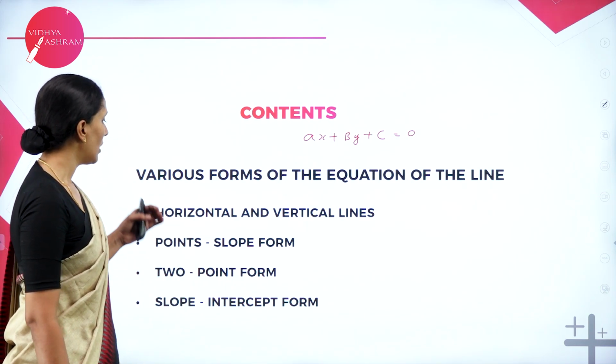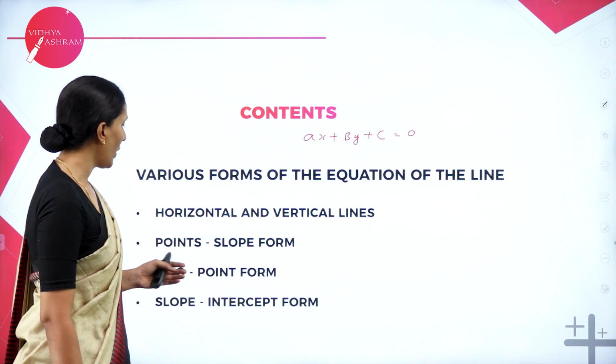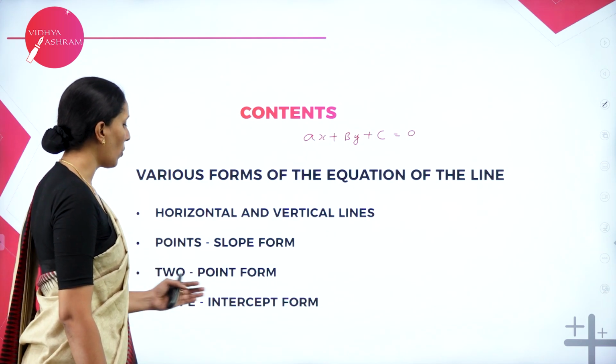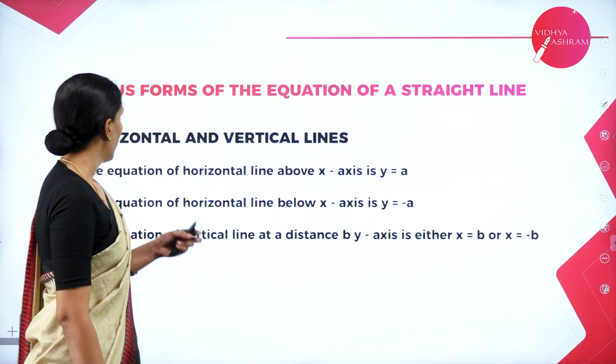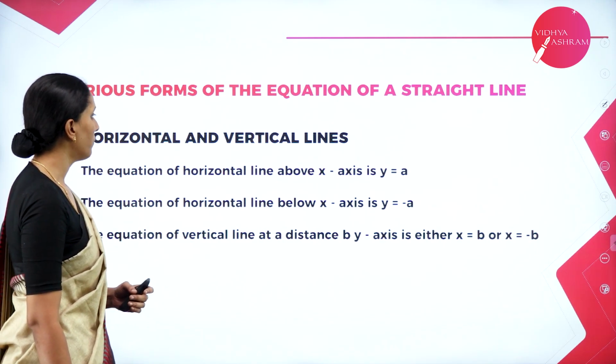In this session we are learning about the horizontal and vertical lines and their equation, equation in point slope form, equation in 2-point form, equation in slope intercept form. First one, various forms of the equation of a straight line, horizontal and vertical lines.